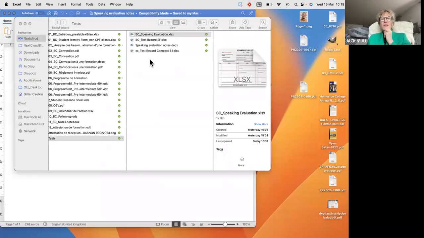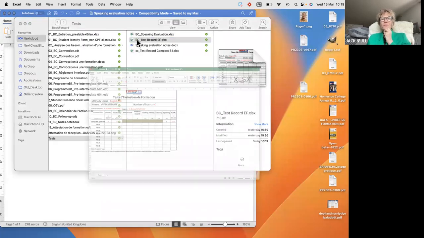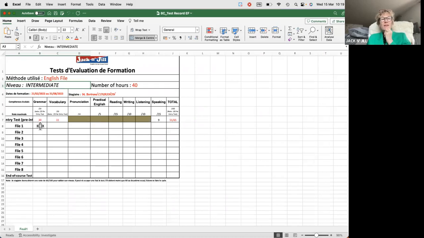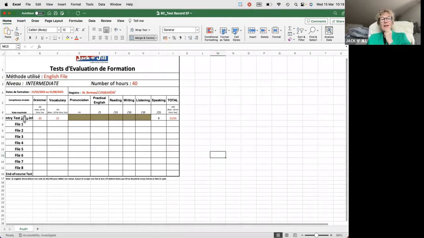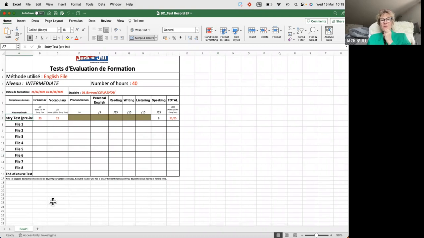And I imagine that Isabel will have carried that onto his test record. And there we go. She has given him, for his written test, that's what he got out of 25 for the grammar and vocabulary, and he got 9 out of 15, which gave him a 51 out of 65 for his entry test. And she has added here that it was the pre-intermediate entry test that we gave him for the written part.